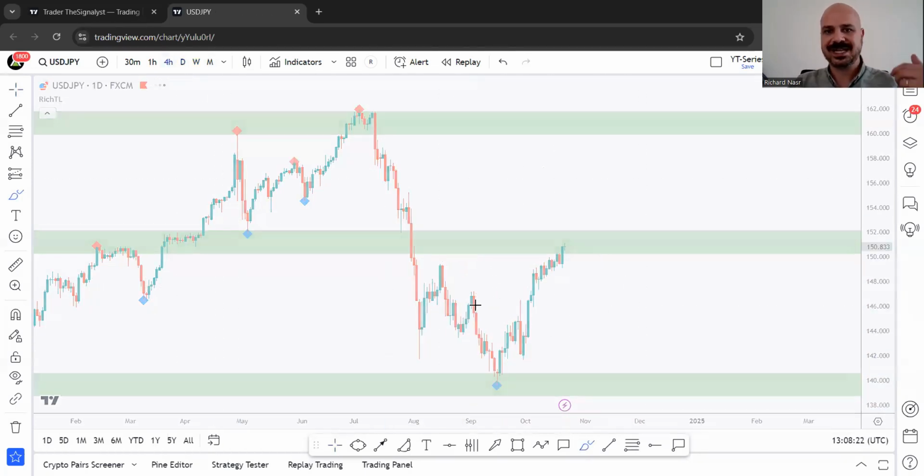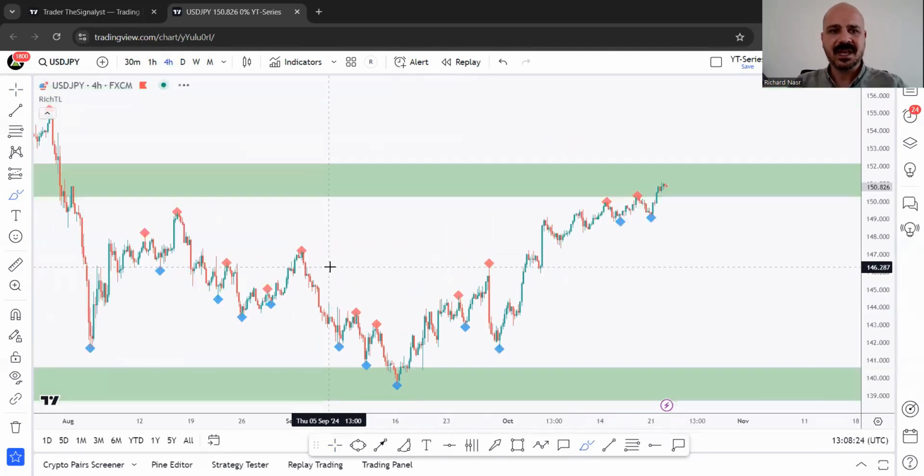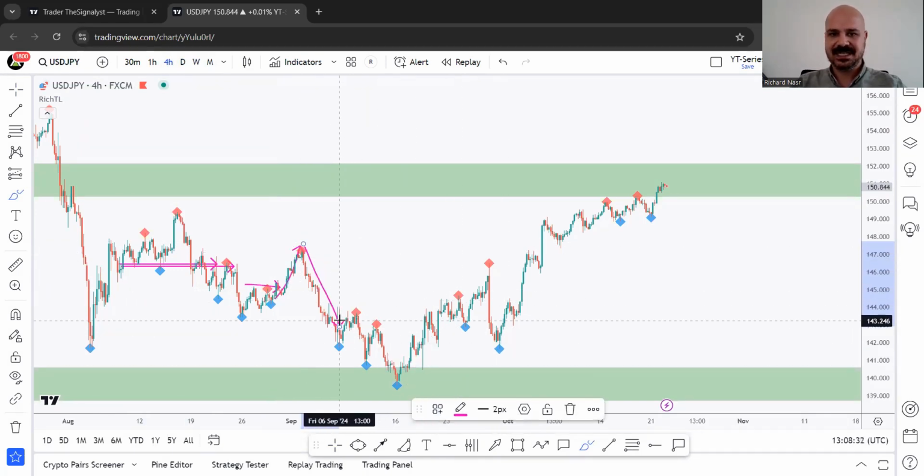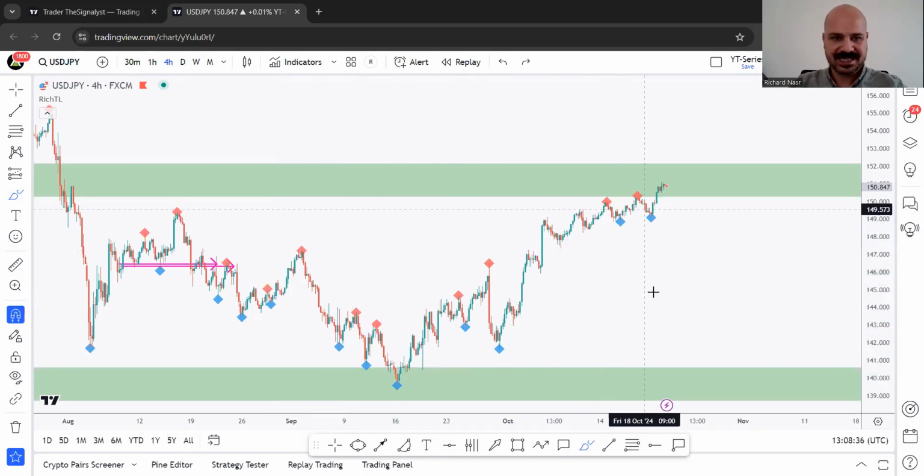Now we are bullish. We can see it even better from H4 time frame. We have been bearish starting from here. Then we had a bullish correction here, and then we dropped all the way back down. And after breaking above this objective high, we became bullish again.